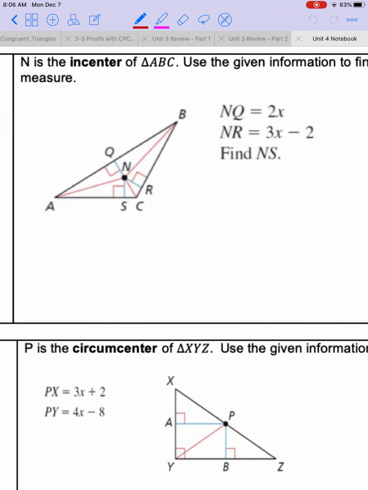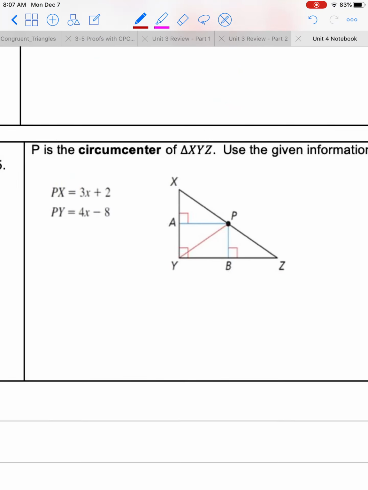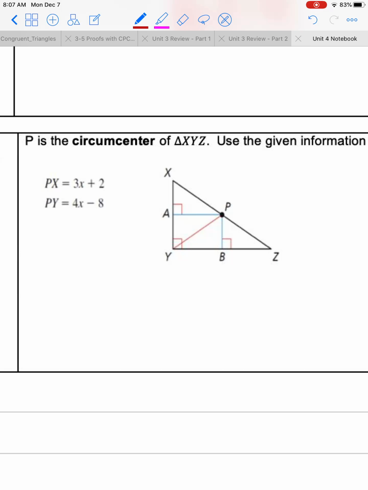Okay, another incenter question, so that means I'm still talking about an angle bisector. So let's look at what was given here. They gave us something about NQ, they gave us something about NR, and they want us to find NS. Same situation. We know the distance from the incenter to the edge are all the same, so we would set this up as part equals part, and we could say 3x minus 2 equals 2x. I'm not going to solve this one all the way out because I know you can solve for x, and then plug it back in. So same situation, just knowing that the distance from the incenter to the edge of the triangle, they're all the same.